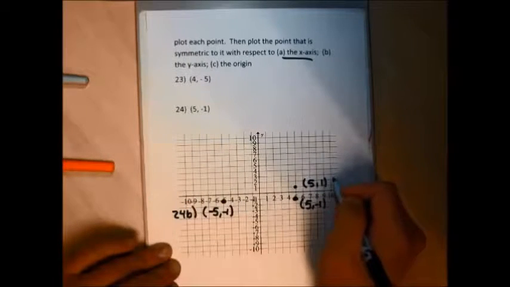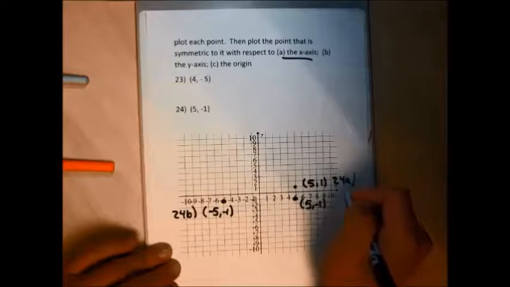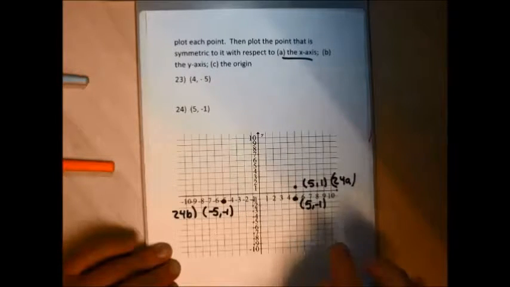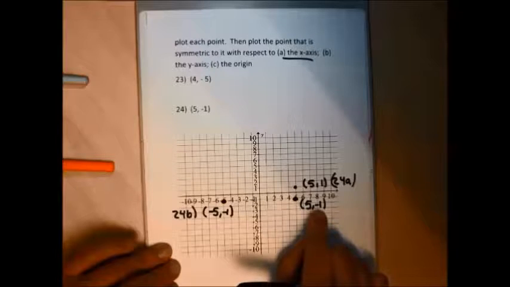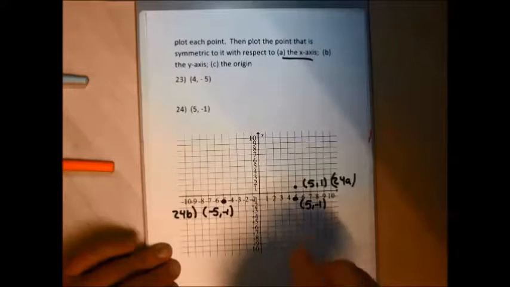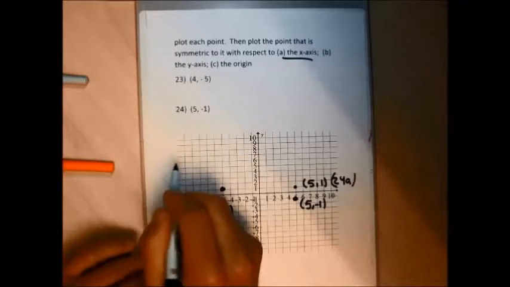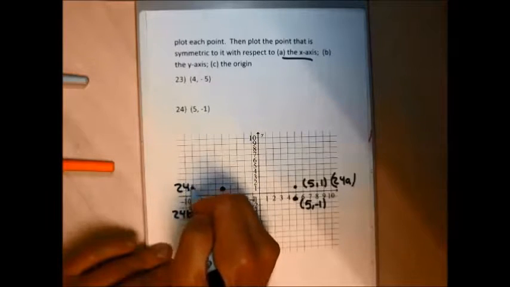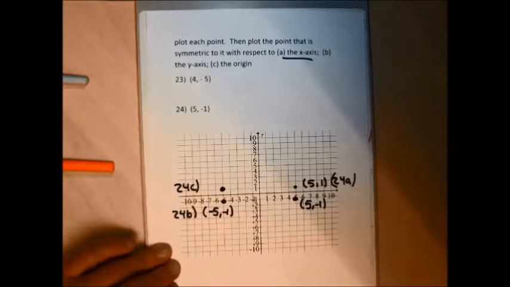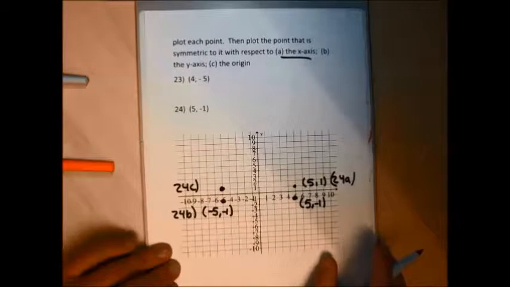And that's my answer to 24b. This was my answer to 24a. And for 24c, for the origin, I change the 5 to -5, the -1 to +1. I'm going to get this point here, and that's going to be the answer to 24c. That's the point of symmetry with respect to the origin. I don't need to draw any of the lines that I drew in the first problem.